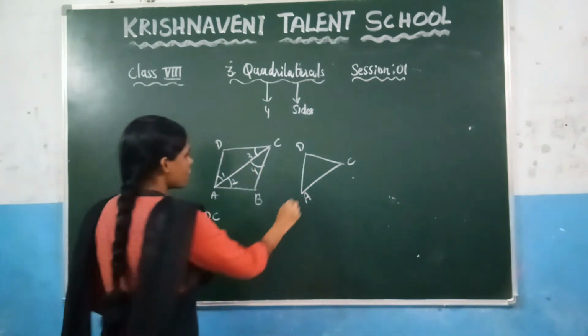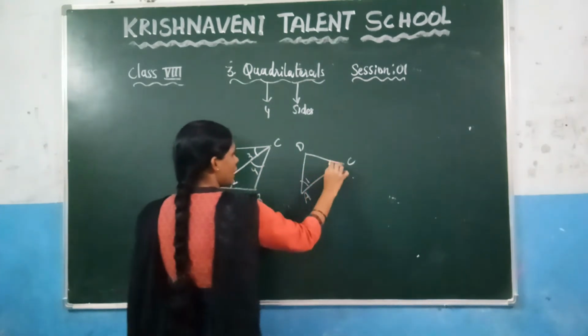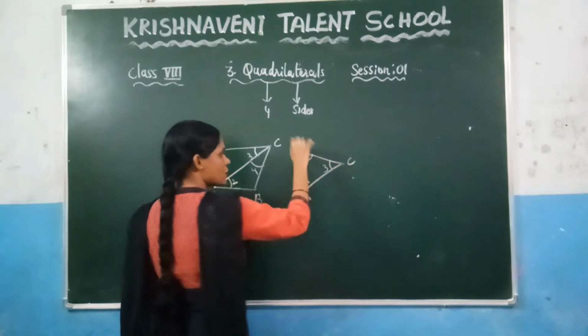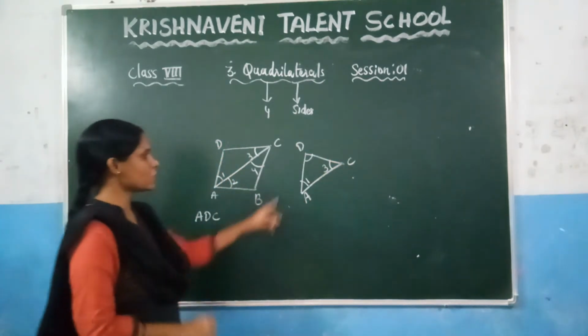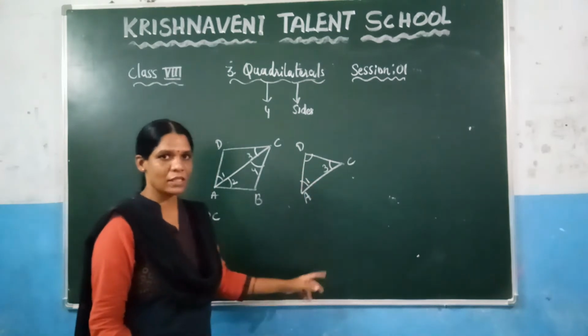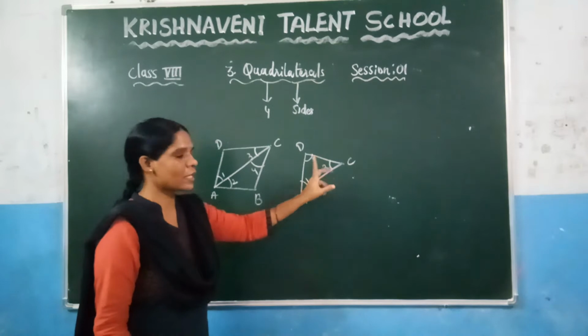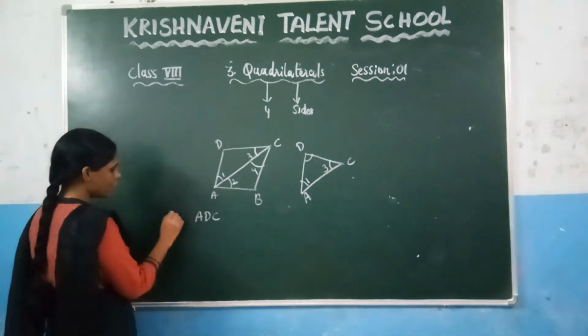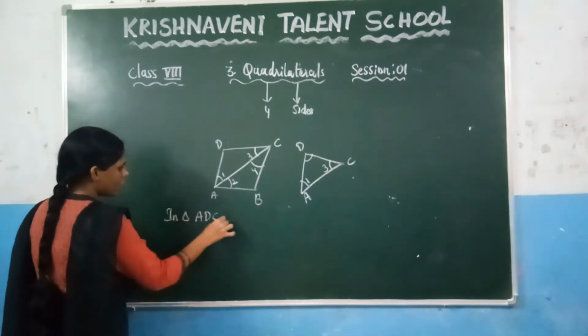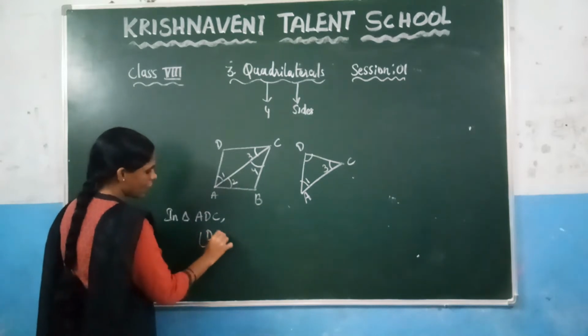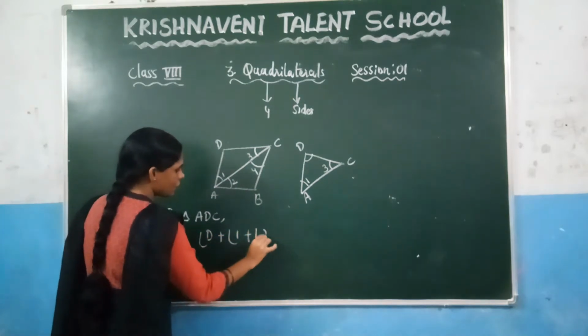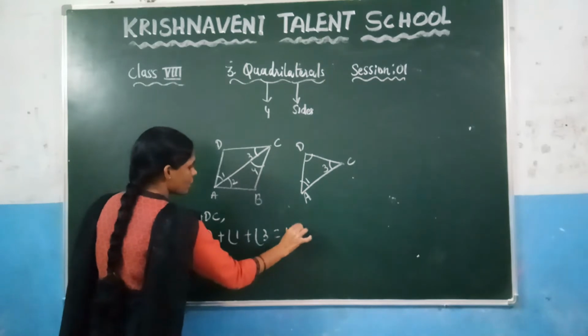So here, what is the angle here, which is angle 1, and here which is angle 3, and here which is angle D. So you know that the sum of the angles of a triangle is 180, and here you can write angle D plus angle 1 plus angle 3 is equal to 180. So write it here in the triangle.